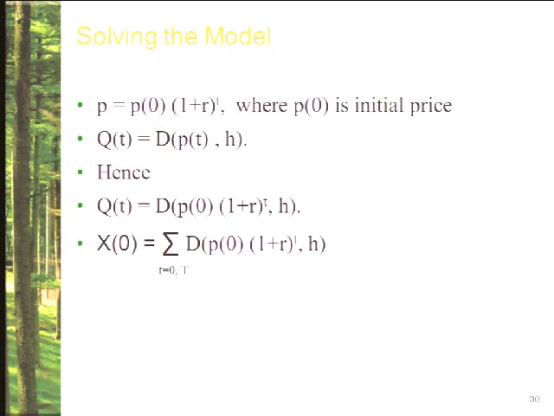So the whole model collapses into one line. And there's our one line. If you knew P0, you'd know everything. Right? It's only one thing to find.